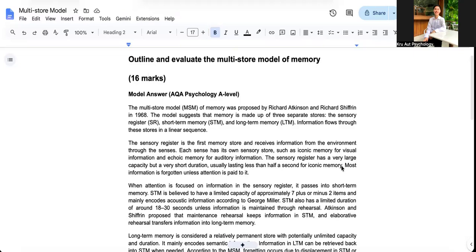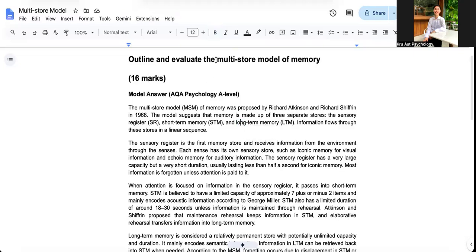So in this video, we're going to look at a model answer for the question, outline and evaluate the multi-store model of memory in AQA Psychology A-level. So let's begin. First of all, we need to start with AO1. For 16 marks, AO1 would be 6 marks and AO3 would be 10 marks. So let's see how it's structured.